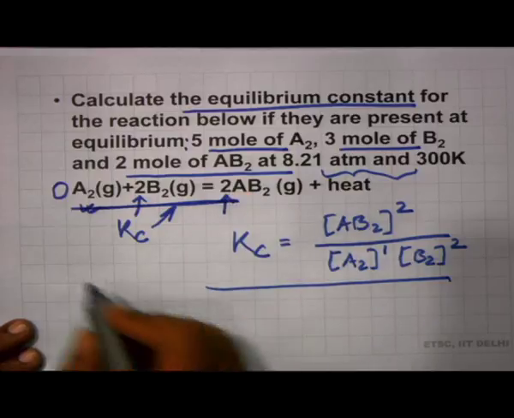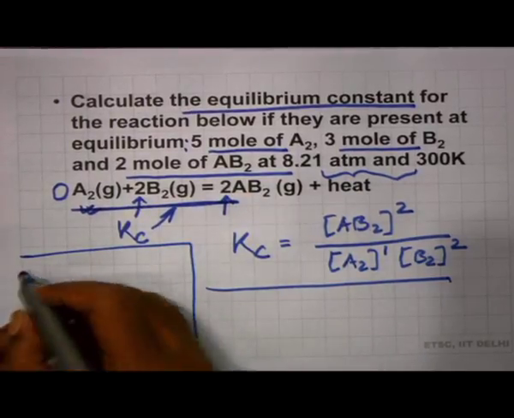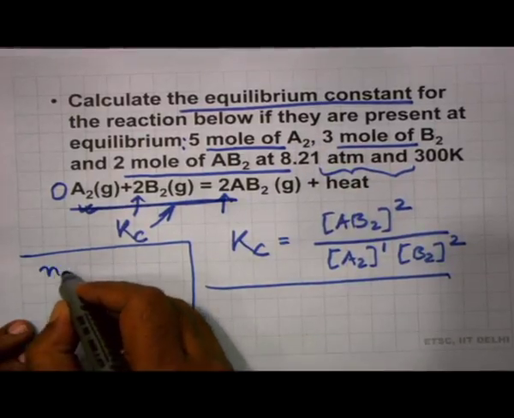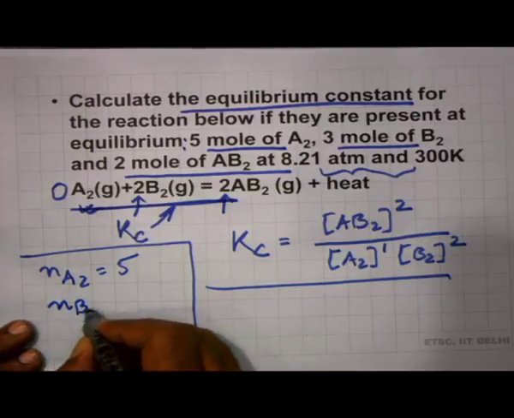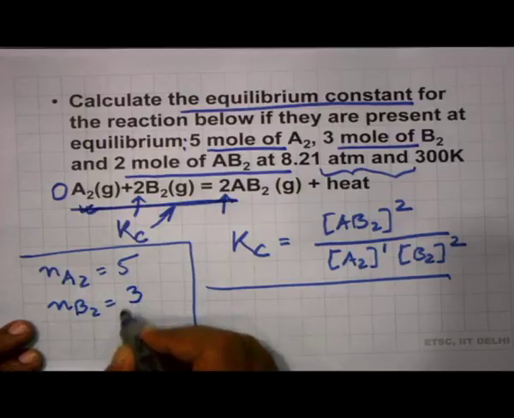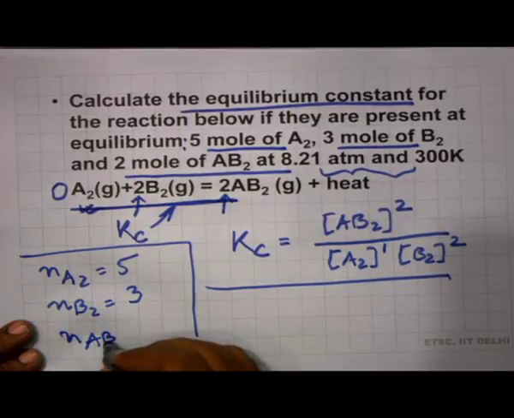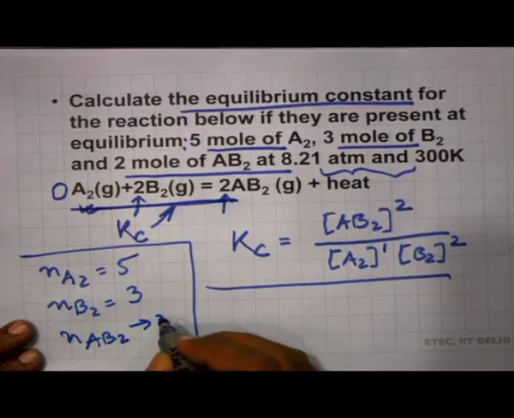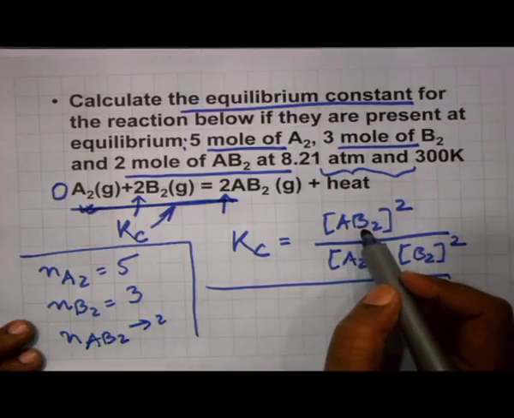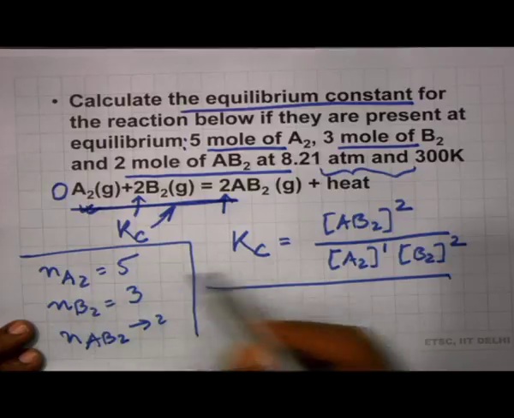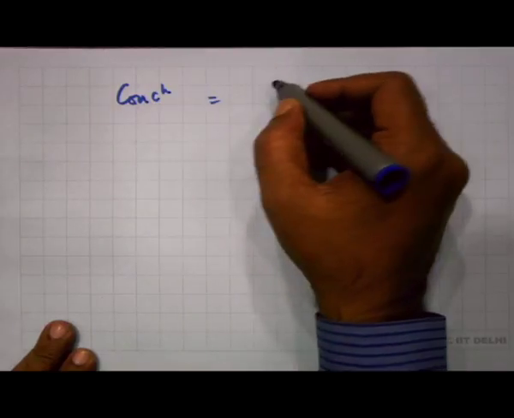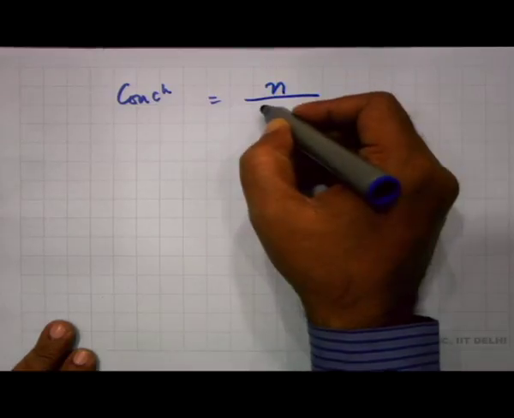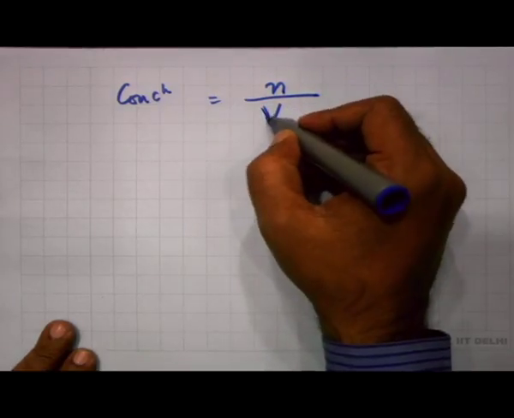Now, you see what is given to you. The thing which is given is the number of moles of A2. So, you have been given nA2 is equal to 5 mole. The other thing which is given is nB2, that is 3 mole, and nAB2 is 2 mole. Now, what we need is the concentration of AB2, not the number of moles of AB2, and we know the relationship between concentration and number of moles. So, concentration is equal to n by V, where V is the volume.